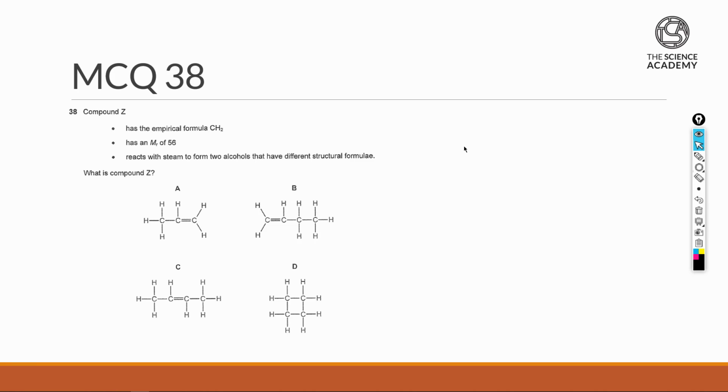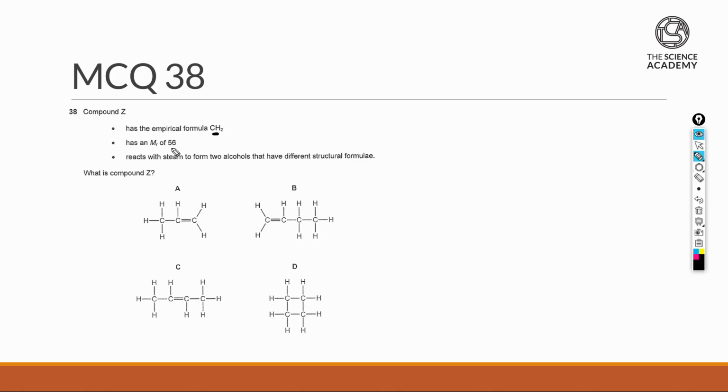In MCQ 38, this is an identification question. Compound Z has the following details. It has an empirical formula of CH2. Now do not confuse empirical formula with molecular formula and structural formula. Empirical formula is really just the simplest ratio between the atoms itself.